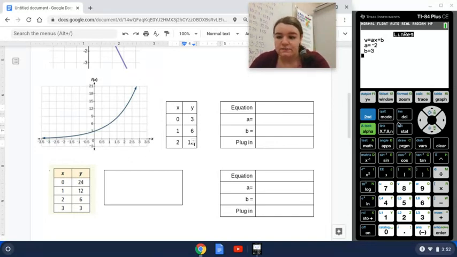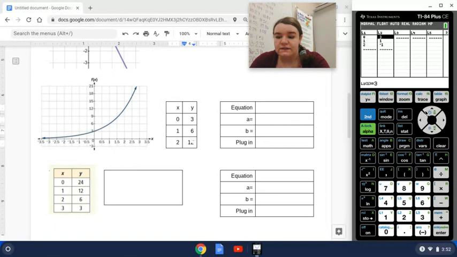So this time the steps are the same. I'm going to click Stat, and then go to Edit my lists first. Make sure you're on Edit, click Enter, and you'll see that my lists are still filled in from what they were before. You need to clear these.